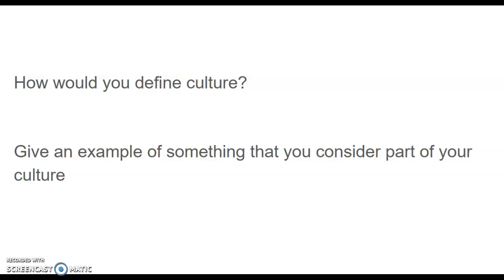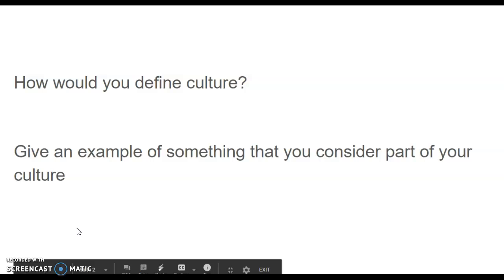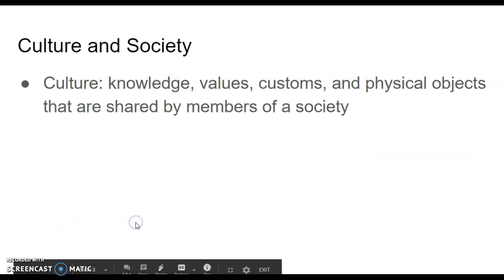You might not have your traditional Thanksgiving meal, but oftentimes the majority of Americans sit down with their family or even friends that are like family and sit around and partake in a big meal for that holiday. And so that's part of our culture as a country.